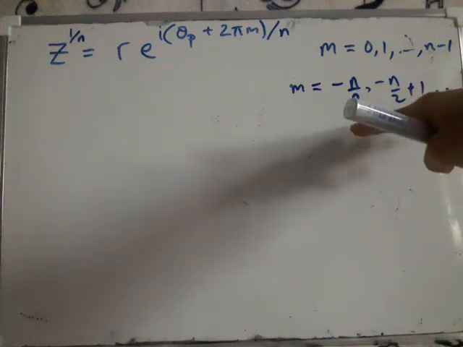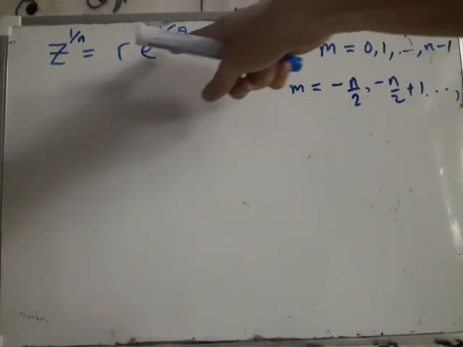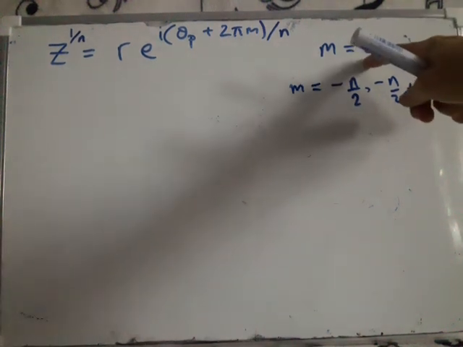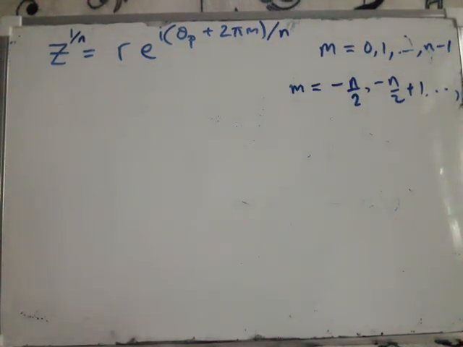So then you can choose things so that this argument overall is a principal argument. It's between minus pi and pi, but it doesn't really matter. It's fine if you just want to choose m from 0 up to n minus 1. This will become clear when we do some examples.